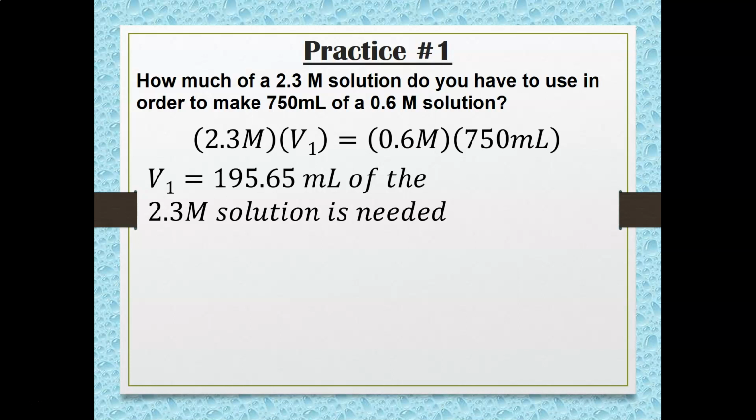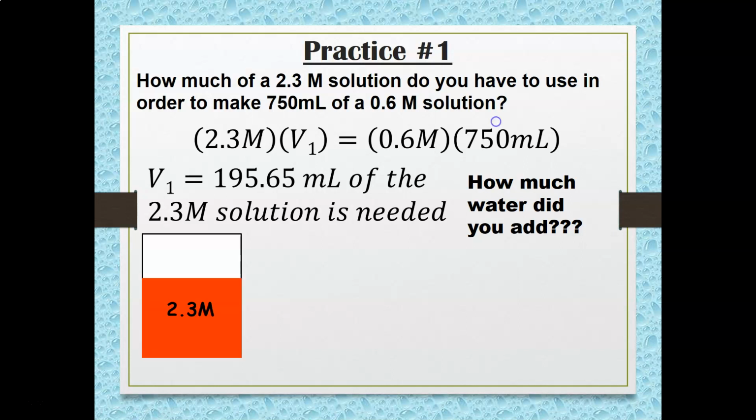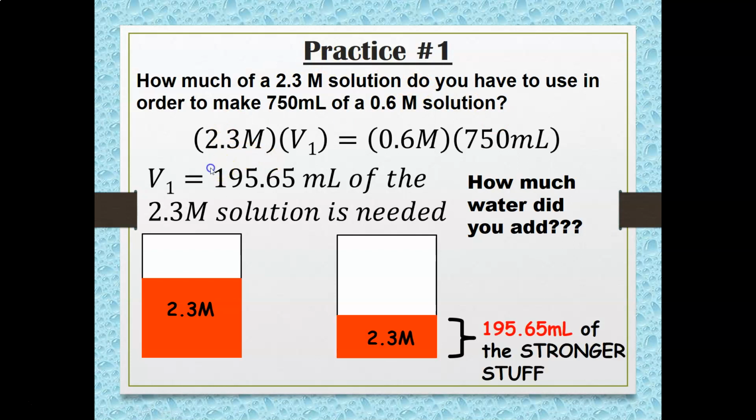So let's think about how we would physically do this. I'm going to have like little cartoon pictures, okay? Let's think about how much water did we have to add. Well, I have my beaker of strong stuff, right? This is the jug that I got out of the stock room. It's too strong. I need to water it down. So I'm going to take my empty container. I'm going to take out 195.65 milliliters of the strong stuff. I'm going to put that in a new container.